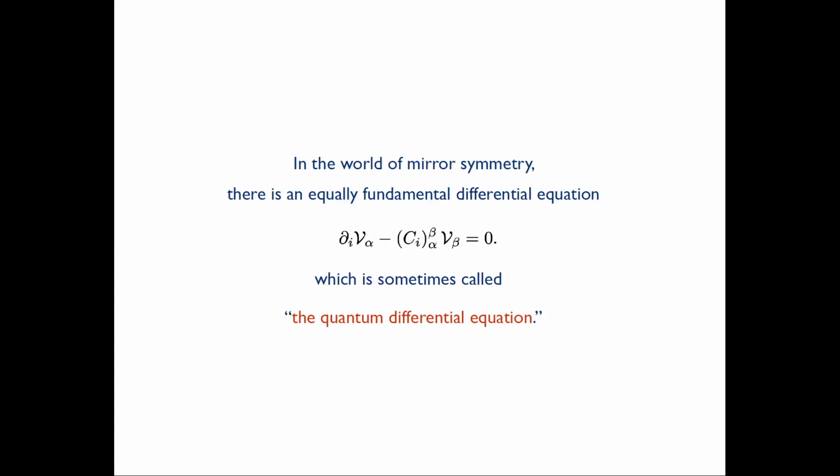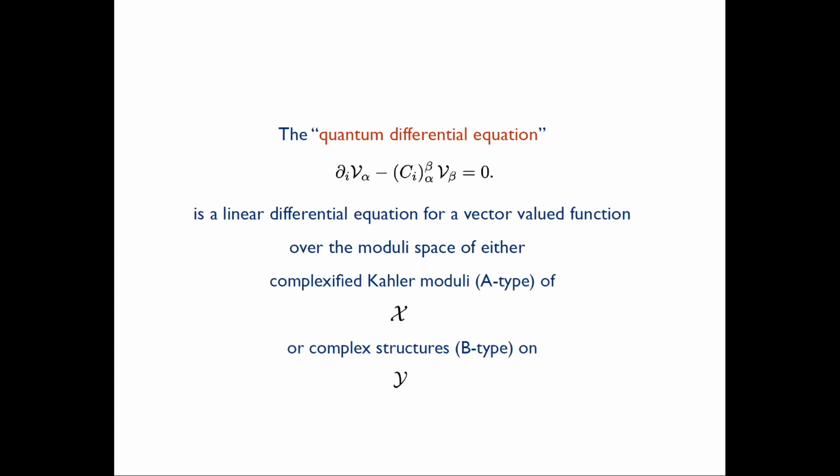In the world of mirror symmetries, there's an equally fundamental differential equation, which is sometimes called the quantum differential equation. I remind you, essentially starting with the Khovanov homological equation, you could have discovered everything we know about Chern-Simons link invariants. Okay. So this quantum differential equation is a linear differential equation for a vector valued function on the moduli space of either A or B type structures. So either complexified Kähler moduli of X or complex structures as well.